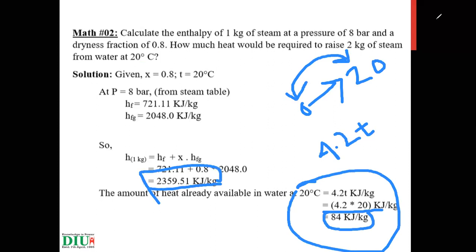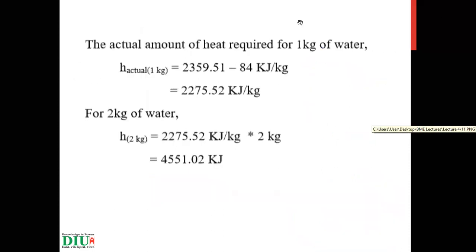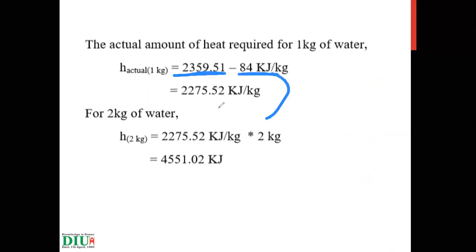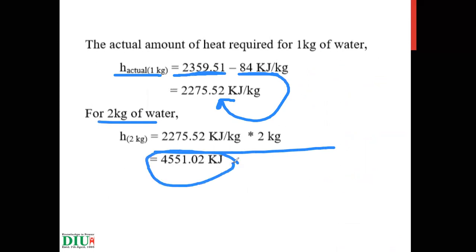So that's why, in the next slide you will see the actual amount of heat required for 1 kg, that is, this is from 0 degrees Celsius and this is from 0 to 20. So if we subtract, we get from 20 degrees Celsius. But this is for 1 kg, we require for 2 kg. So we'll just multiply with 2, we get the value. Is it clear to everyone? Yes, sir. Okay, nice.